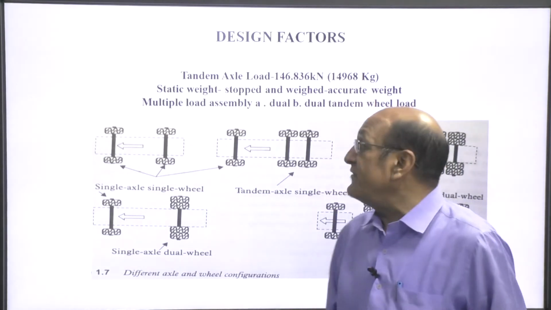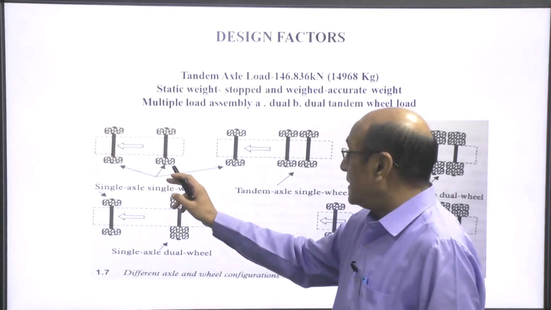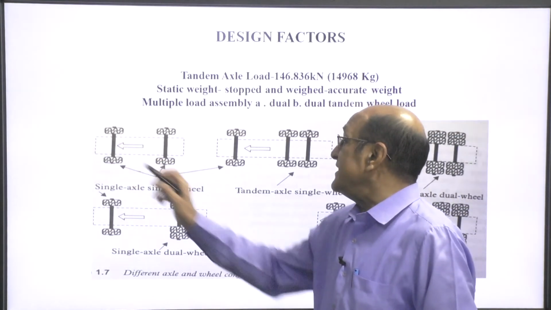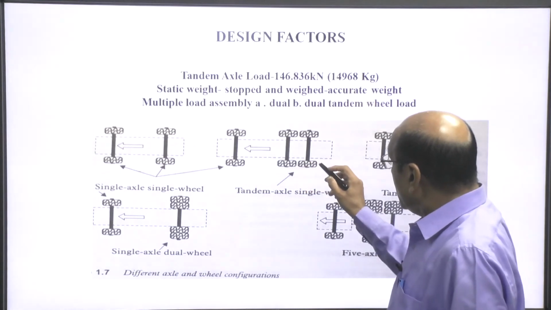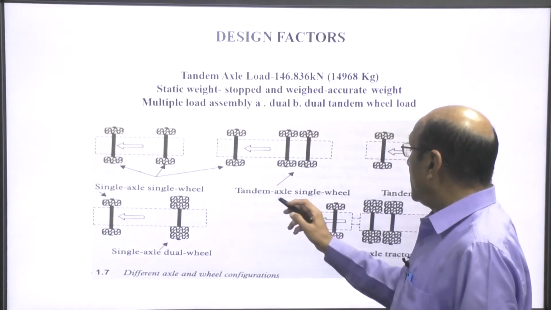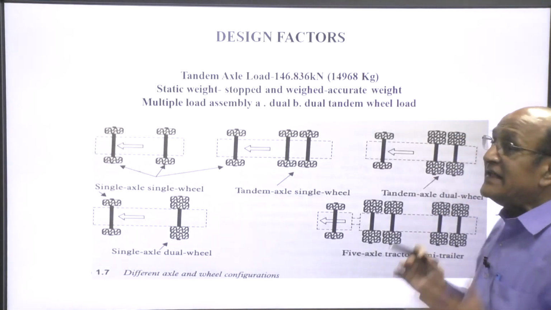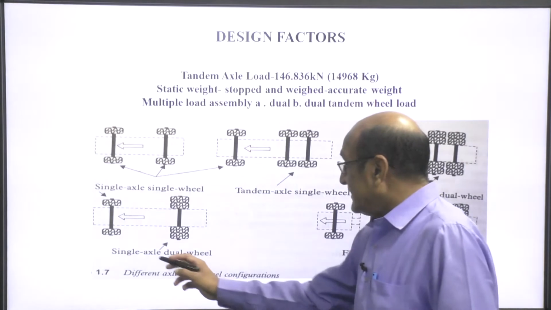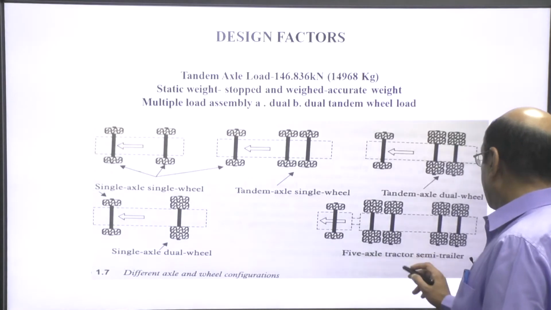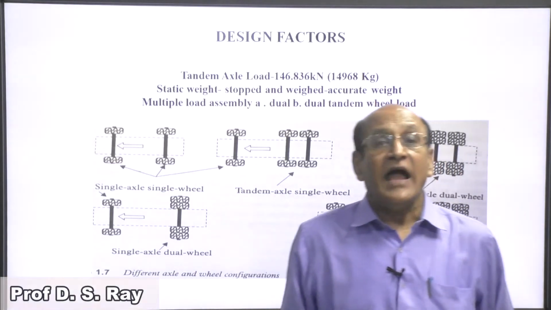This is the configuration of different types of axle. Single axle, so it is called single axle single wheel because one wheel is there. This is tandem axle, meaning there are two axles near each other, tandem axle single wheel. This is tandem axle dual wheel, two wheels on each side. This is the single axle dual wheel, and this vehicle has 5 axles, tractor semi trailer. So, these are the different configurations of the axle.